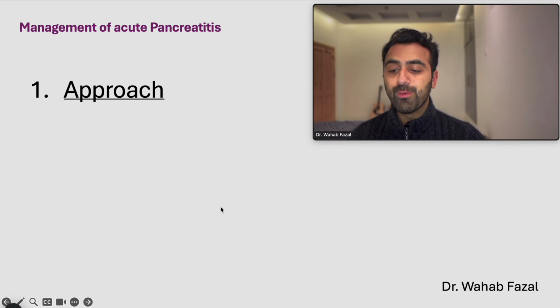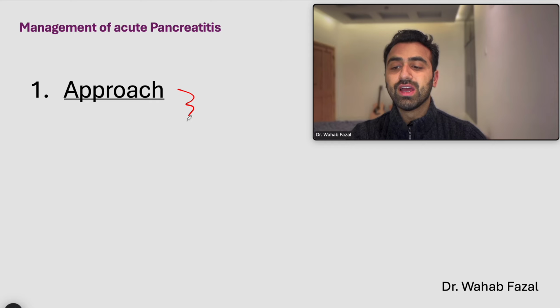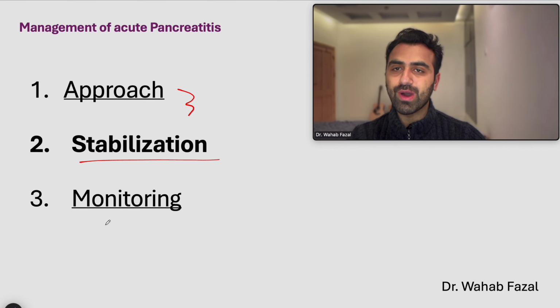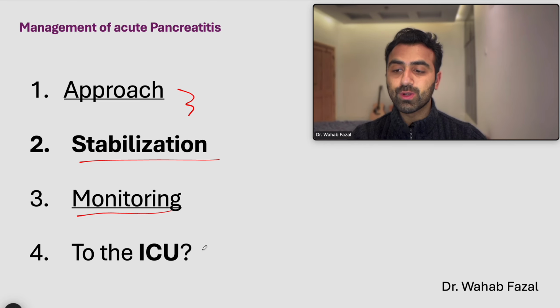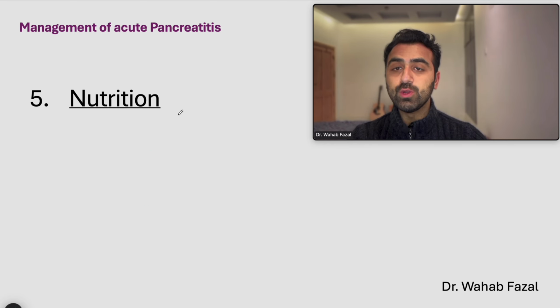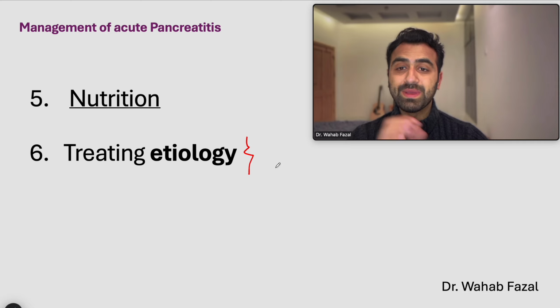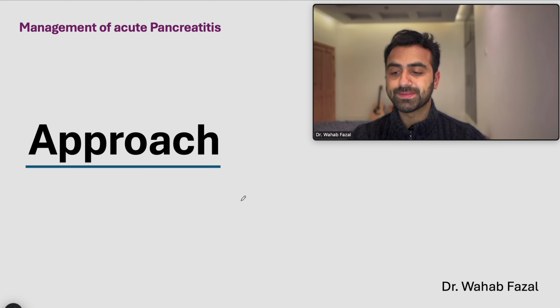Now in this video we'll talk about exactly where we left off, which is the approach to a patient with acute pancreatitis. Then, how do we stabilize someone who's wheeled into our OR or ward? How do we monitor this patient, and which patient do we take to the ICU? And then the nutrition: when do we start nutrition in a patient with acute pancreatitis? Treating based on etiology: what is the etiology causing this pancreatitis, and how do we prevent future pancreatitis in this patient? And then of course the complications of acute pancreatitis that may arise.